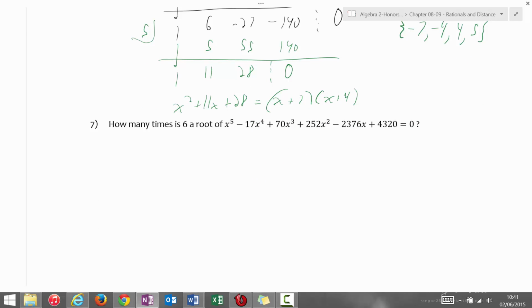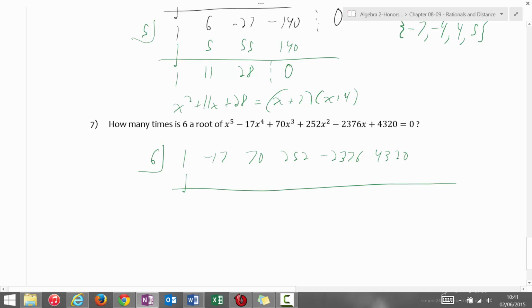The last neat question we can ask is how many times is 6 a root of this thing? 1, negative 17, 70, 252, negative 2376, and 4320. So if I go multiply, add, multiply, add, multiply, add, I'm going to cheat. Multiply, this would be negative 720, and then multiply, 4320 negative. So I know it's at least once.